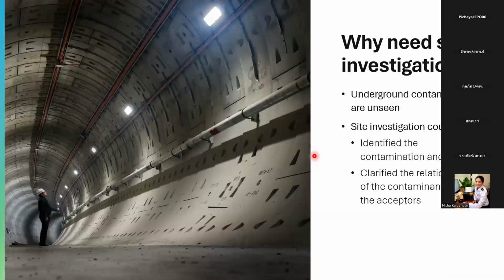So why do we need site investigation? Because in Phase 1, you just look at the site and use your imagination or expertise to identify potential contamination points. But it is only potential, right? You have to confirm. So you have to go into the site, take samples, identify the contaminant and its extent, describe the distribution of the contamination, and try to clarify the relationship between the contaminant and the receptors.